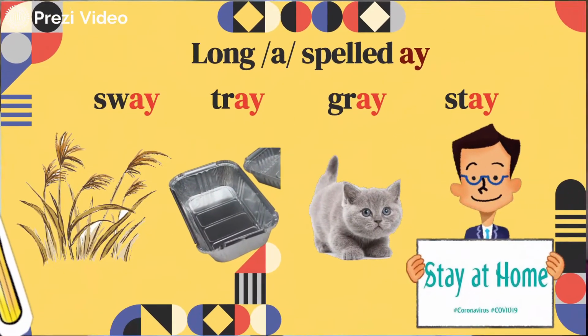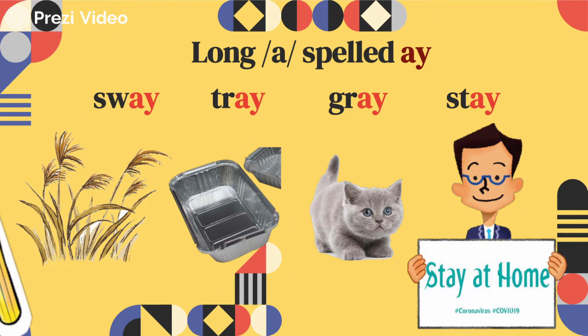The next word, I have the word tray. A tray is what holds the food. You can use the tray to serve food, for example. Next, I have the word gray. Gray is a color. For example, the color of this kitten is gray.